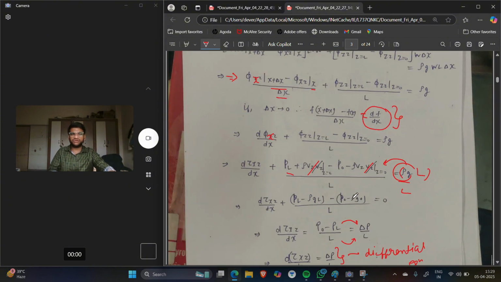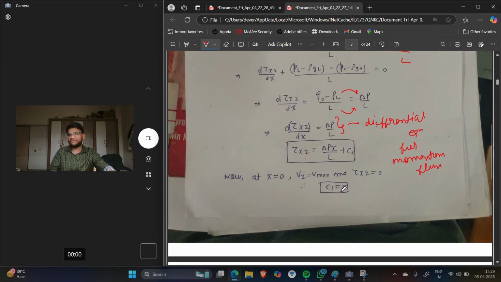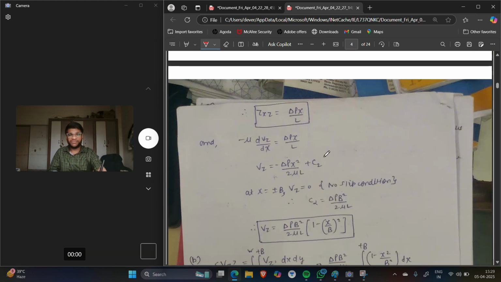So at x equals 0, my tau xz is 0, and I have got C1 equal to 0. So this is my momentum flux profile. Now I will insert Newton's law of viscosity. What is Newton's law of viscosity? Tau xy is minus mu dou vy by dou x, which means the shear stress is proportional to the velocity gradient. So tau xz is minus mu dou vz by dou x, meaning the variation of velocity in z with the x direction.